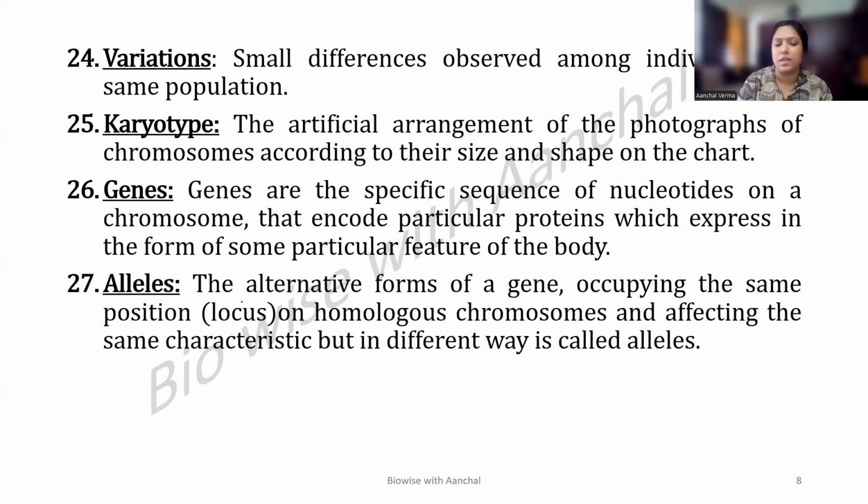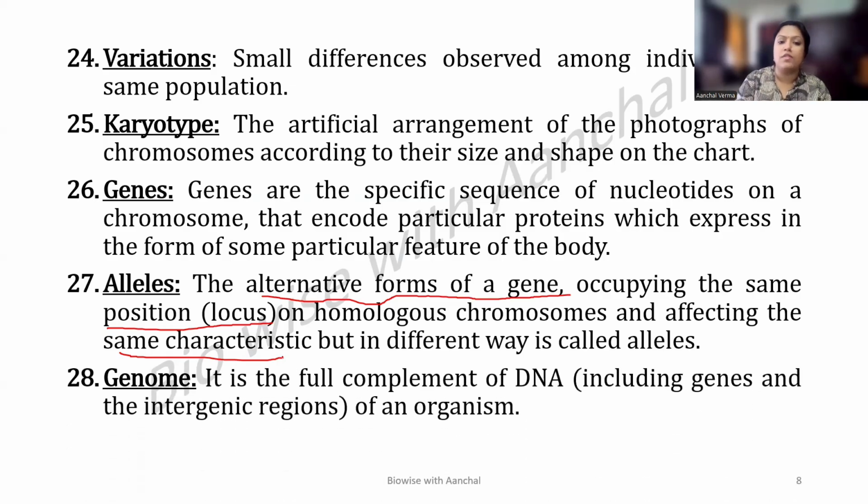The alternative form of genes occupying the same position in the chromosome, that is called locus, on the homologous chromosome, affecting same characteristics but in a different way, is called alleles. Like if the characteristic is affecting the height, being tall and dwarf is a different thing, right? So they focus on the same character. Then you have genome. Genome is the complete full complement of DNA of an organism. It's the complete set of genes or DNA that an organism has, called its genome.